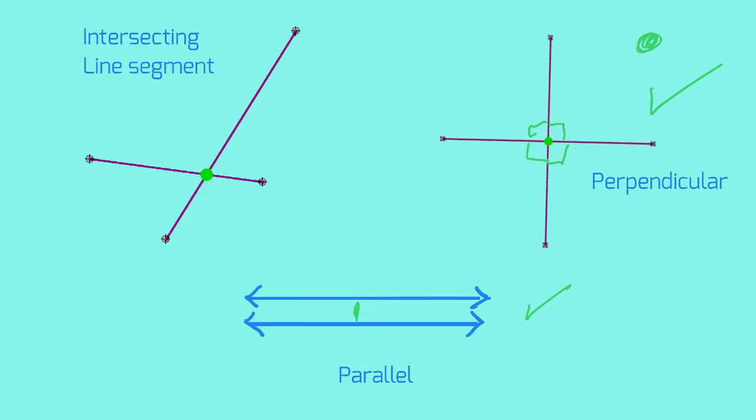So those are three different types of line segments: parallel, perpendicular, and just a simple intersecting line segment.